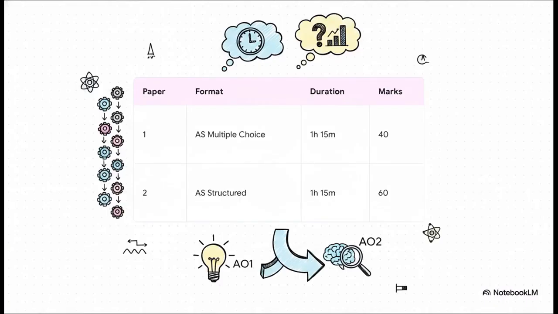All right, for the AS level theory, you've got Paper 1 and Paper 2. Paper 1 gives you 1 hour and 15 minutes to tackle 40 multiple-choice questions. Paper 2 is also 1 hour and 15 minutes, but it's worth 60 marks and consists of structured, written questions. Now, these 2 papers test the AS syllabus content, those topics 1 through 11 we were talking about earlier. And they heavily split their focus between your basic knowledge, the AO1, and your application skills, the AO2.